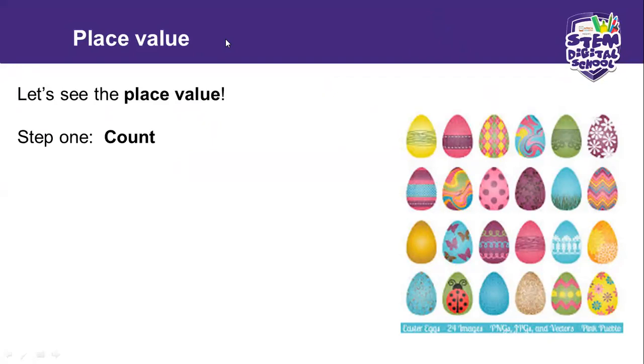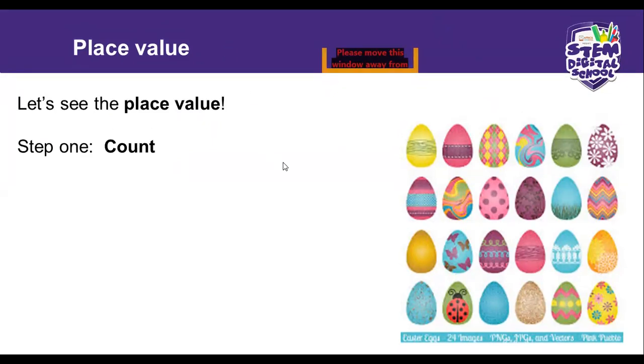You are going to count all these Easter eggs. How many are they? How many Easter eggs do we have there? Let's see. Put it in your chat box. I hear 24. I hear 12. Okay, let's count together.